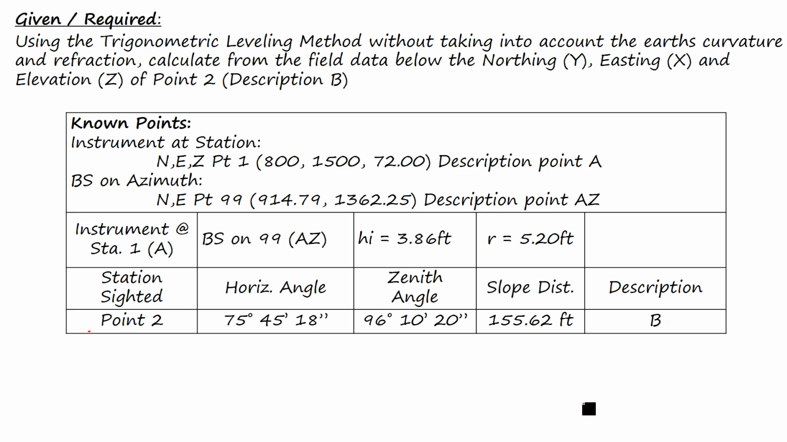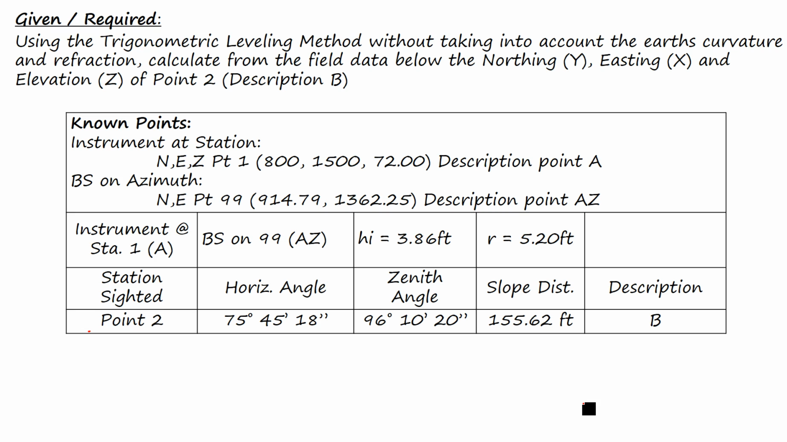Now we're going to go into an example of using trigonometric leveling without taking into account the Earth's curvature and refraction, and calculate from the field data below the northing, the easting, and the z elevation of point 2. So this is data that we would be collecting out in the field.